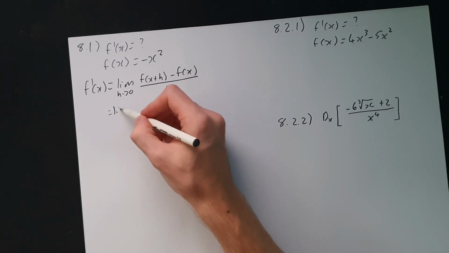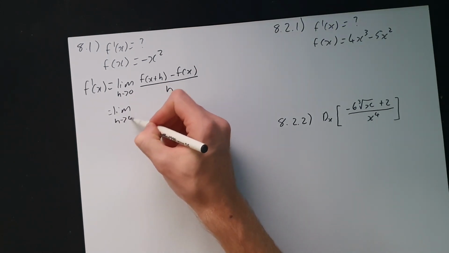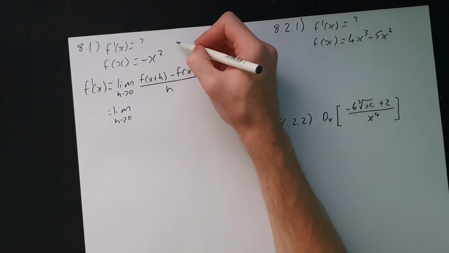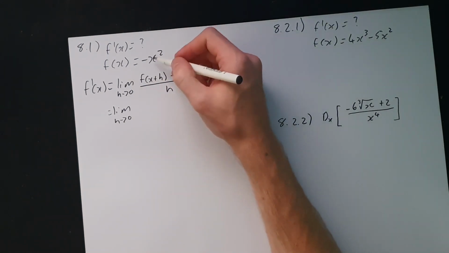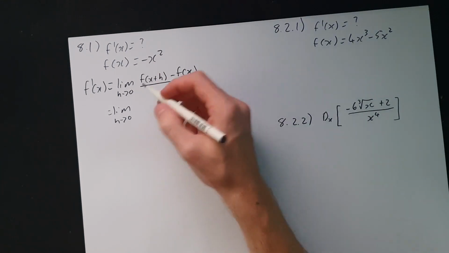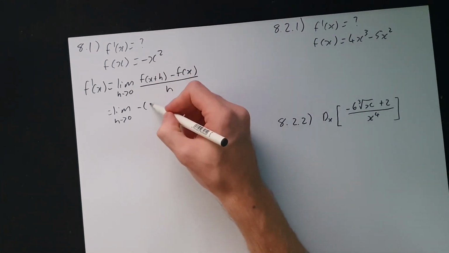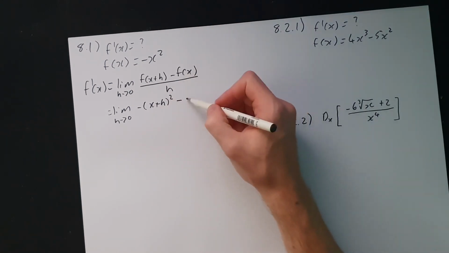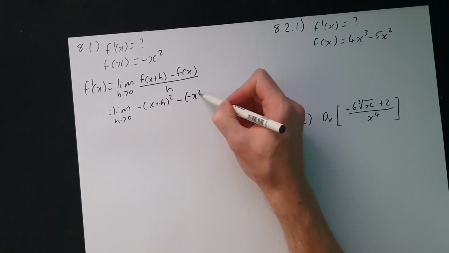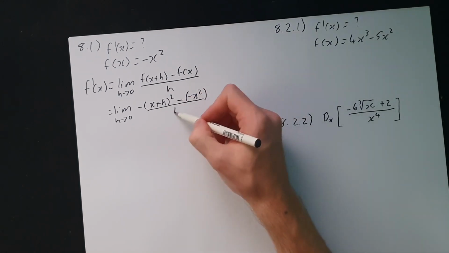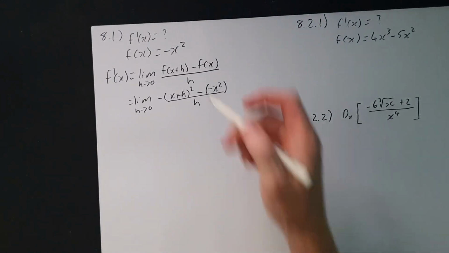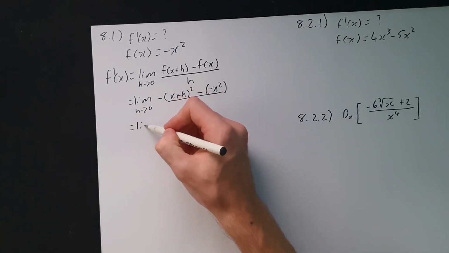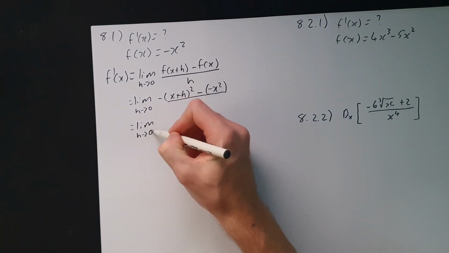So what do we have? This is going to equal the limit as h tends to 0. We're looking for f of x plus h, so wherever you see an x, it becomes x plus h. That's minus (x plus h) squared, minus the function itself, minus x squared, and that's all divided by h. Now we continue writing the limit as h tends to 0.